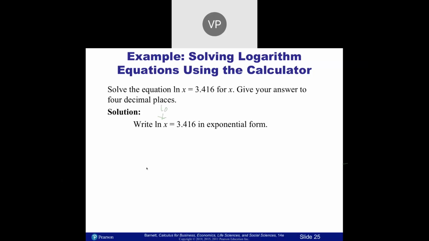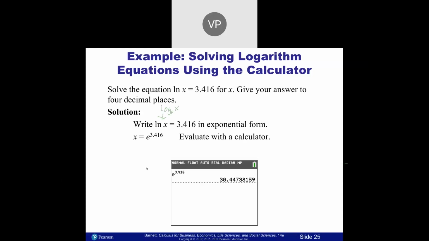It means log base e of x. And I say that so that you remember when we go to the next step of making this into an exponential equation, you take that little base that you didn't see, which is an e, and you bring it to the power of what the log is equal to, 3.416. That equals the inside of the log.